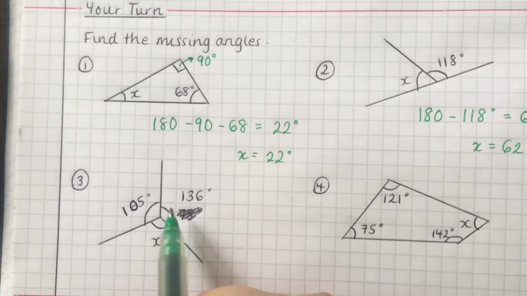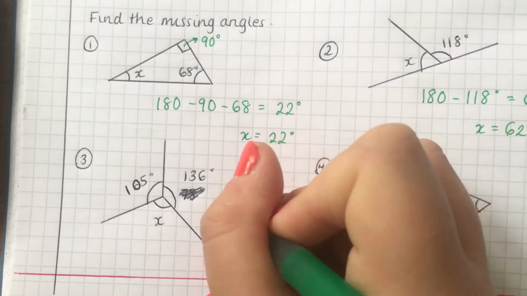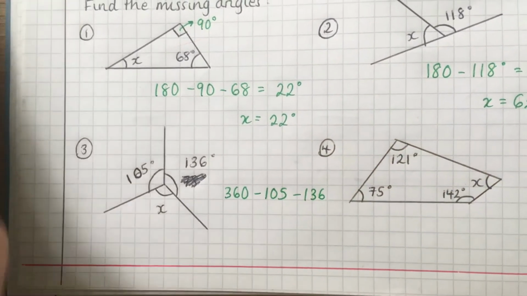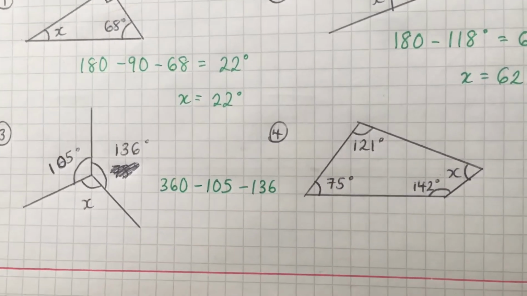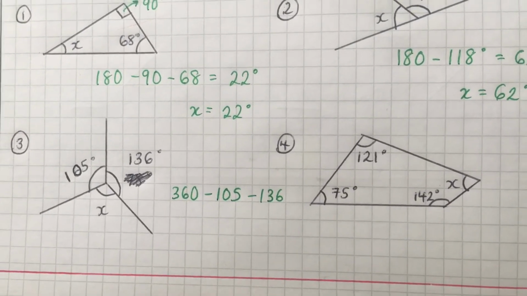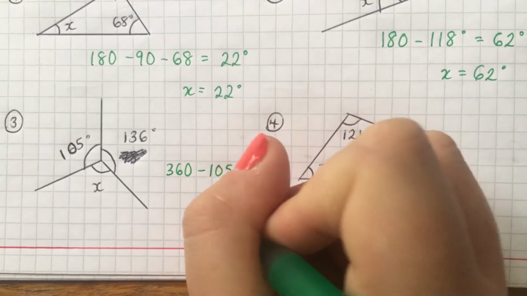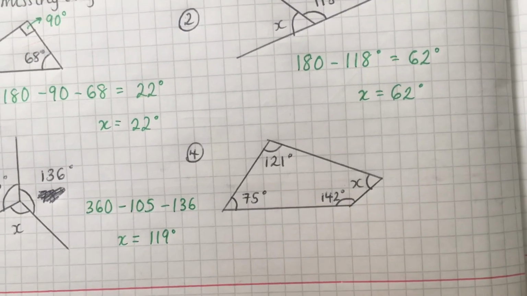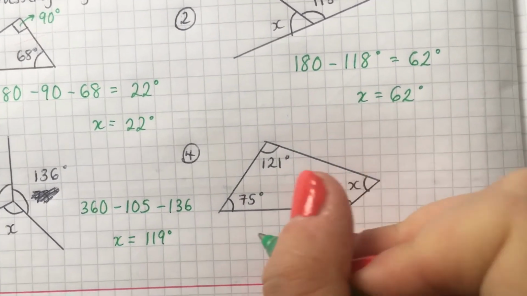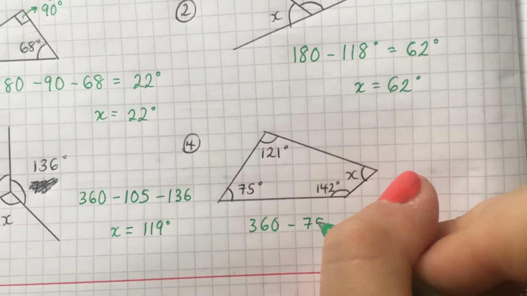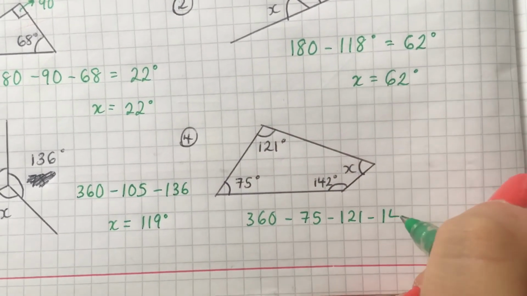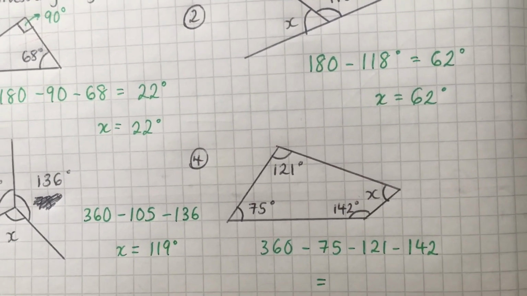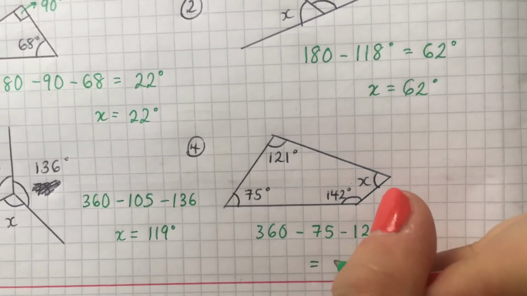On this one, these all add up to 360. So to work out x, we need to do 360 minus 105 minus 136, and you get 119. And the final one, a four-sided shape, a quadrilateral. So these all add up to 360. So again, we have to do 360 minus 75 minus 121 minus 142, and you get 22 degrees.